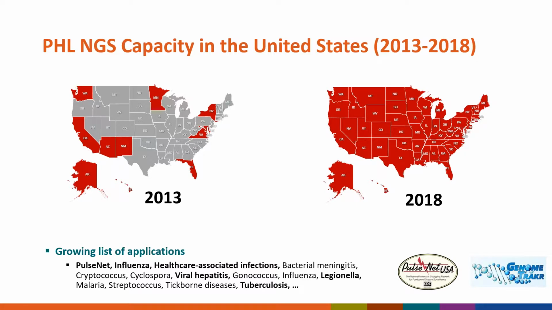That said, the expansion of sequencing has been pretty dramatic over the scope of the U.S. public health system. Going back to 2013, there really were only 6 or 7 public health labs around the United States that had sequencing capacity. A lot of these were from initial investments by FDA GenomeTrakr and PulseNet USA. And over the course of the next 5 years, sequencing capability came to all 50 state public health labs. Again, a lot of this was driven by foodborne disease surveillance, but once that capability was there, these approaches were used for local priorities within these states. Things like influenza surveillance and healthcare-associated infections, viral hepatitis, Legionella, tuberculosis, just to name a few.